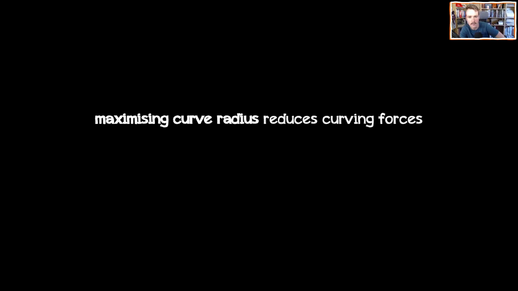So, how do we reduce curving forces? How can we reduce those forces? So get trains around a curve with less force, less lateral forces. One of the ways we can do that is maximizing curve radius. So you make the curve as shallow as possible. You make the railway as close to a straight line as possible. Well, that's easier said than done.